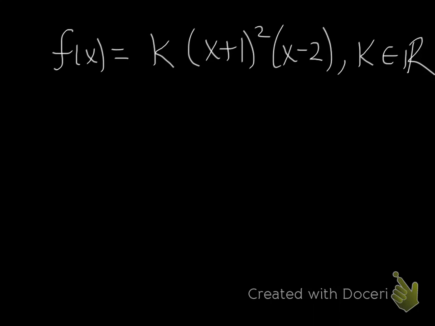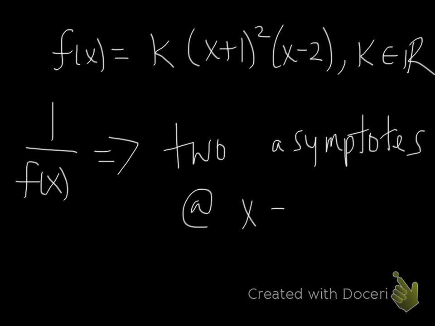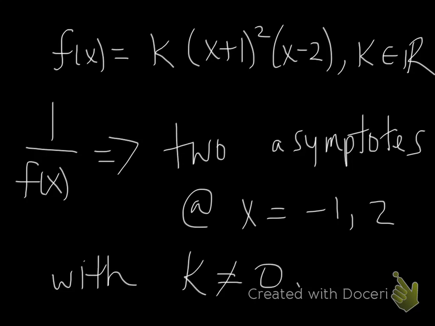So if you have a function like this, and you wanted to describe what the reciprocal function would look like, you could describe it as follows. The reciprocal function would have two asymptotes at x equal to minus 1 and x equal to 2. This is where the function will be 0, the y values, with the caveat, of course, that k is not 0.